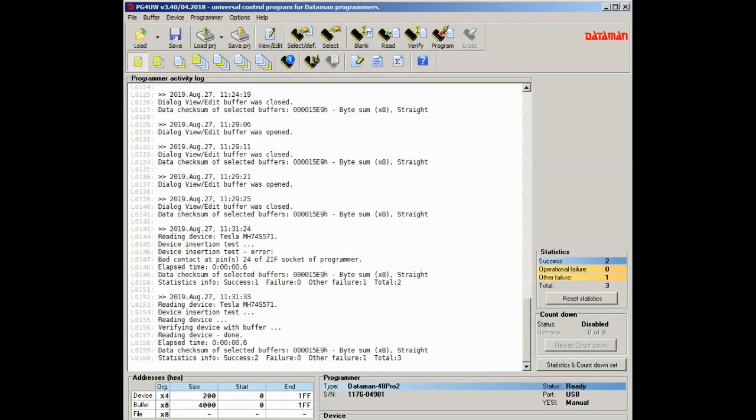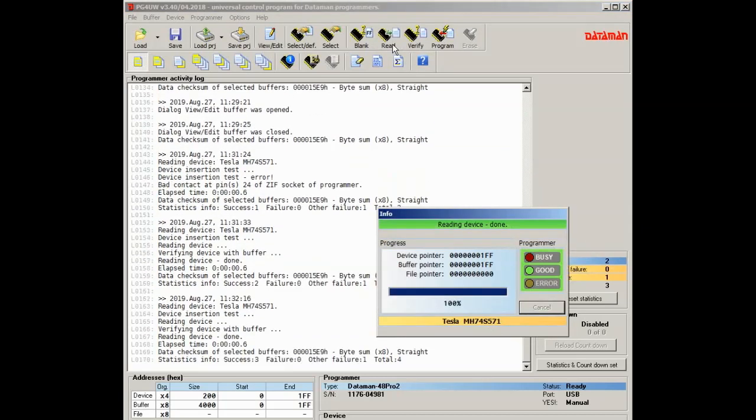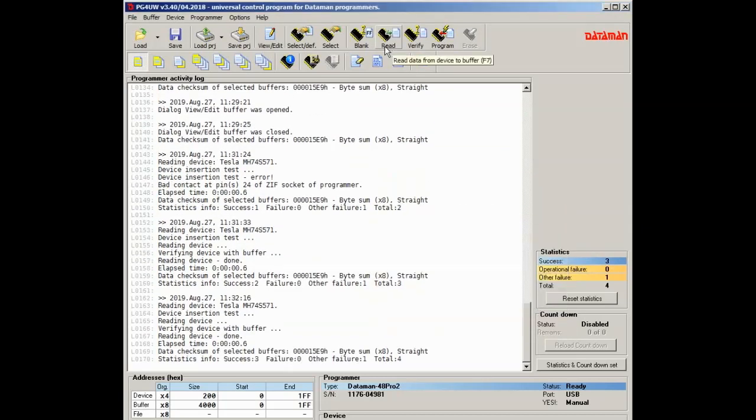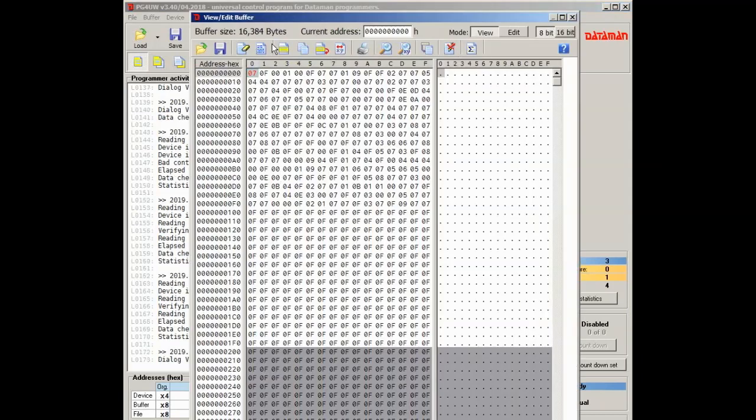I've got the ROM plugged into the programmer. I'll try to read it, see what happens. Surprisingly it's read without any errors. Let's have a look at the data.